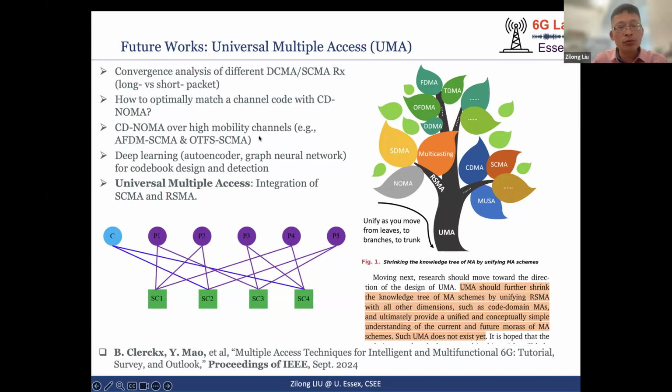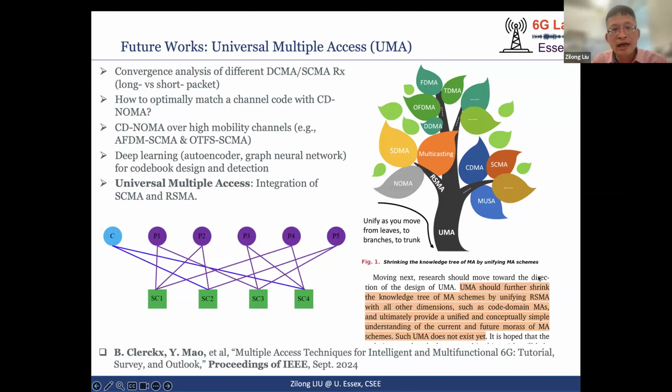Thirdly, we have carried out some research on the integration of SCMA with AFDM and SCMA with OTFS, but the general integration of code-domain NOMA with these different waveforms is still missing. And we also believe that we can use some deep learning or other AI machine learning approaches to carry out the code design and even detection.